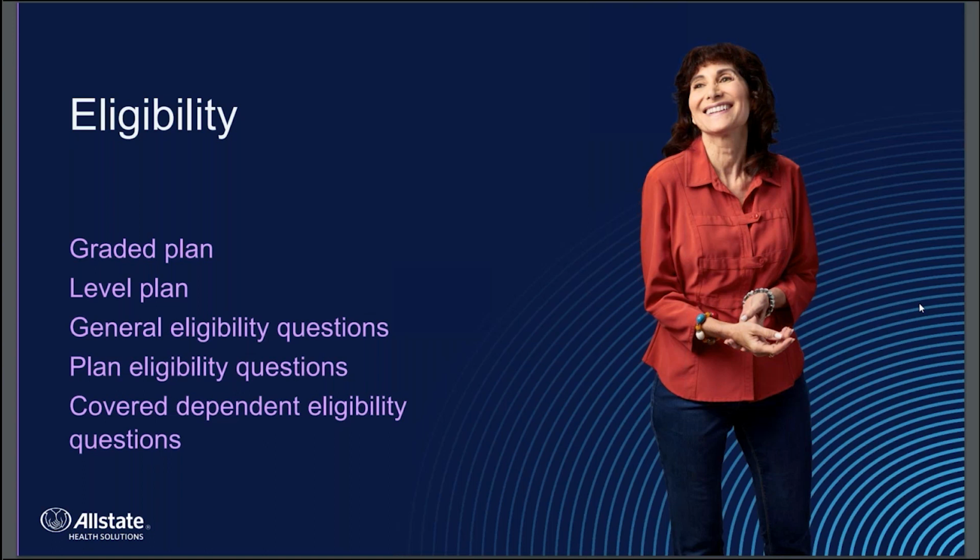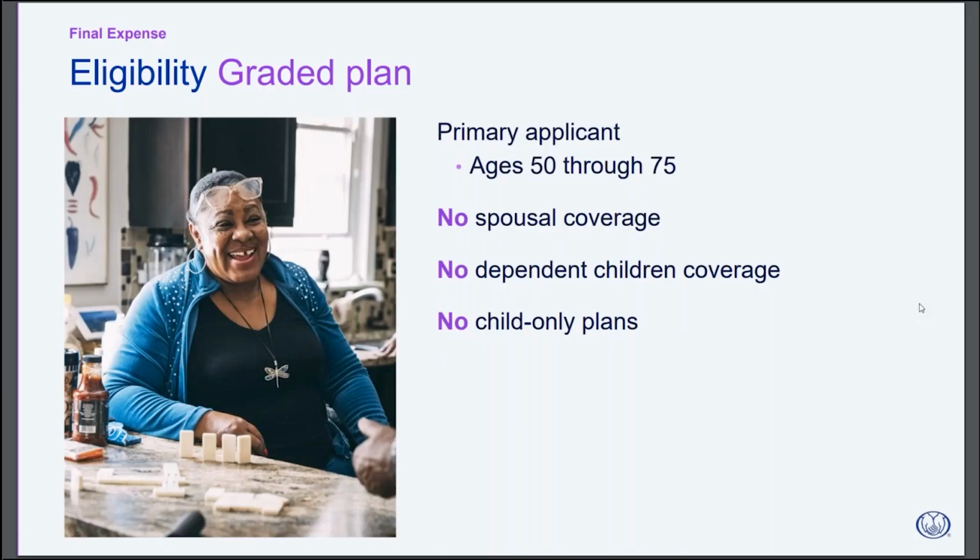Eligibility, graded level plan: general eligibility questions, plan eligibility questions, covered dependent eligibility questions. Eligibility, graded plan: primary applicant ages 50 through 75. So here's what we're looking at: no spousal coverage, no dependent child coverage, no child-only plans. Okay.